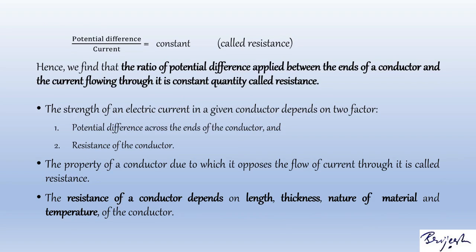The strength of an electric current in a given conductor depends on two factors. First factor is potential difference across the ends of the conductor, and second factor is resistance of the conductor. The property of a conductor due to which it opposes the flow of current through it is called resistance. That is, resistance equal to potential difference upon current.